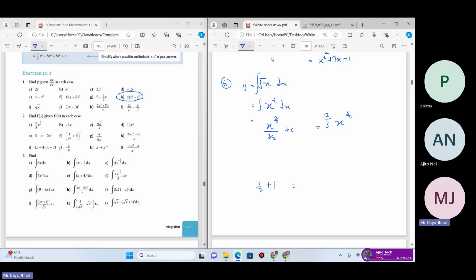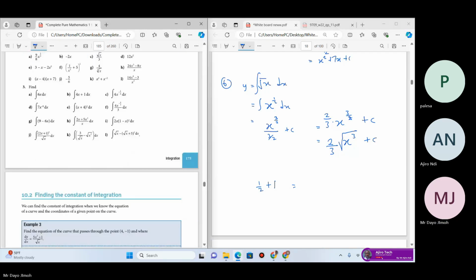Yes. Good. Plus c. Now this 2 under is the root, and this 3 is the power. I can say 2 over 3 times the square root of x raised to the power 3, plus c. True or false? You agree, right? You can leave it like this. So this is the first concept of integration.